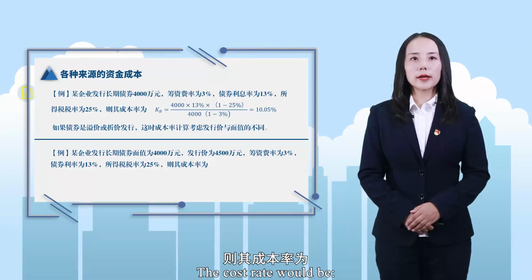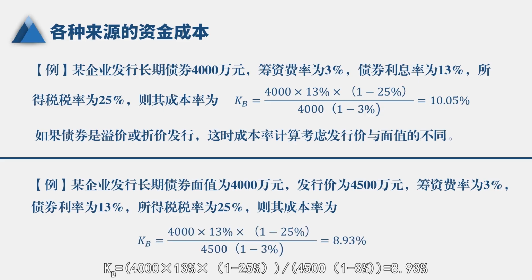The cost rate would be K_B = 4,000 × 13% × (1 - 25%) / [4,500 × (1 - 3%)] = 8.93%.